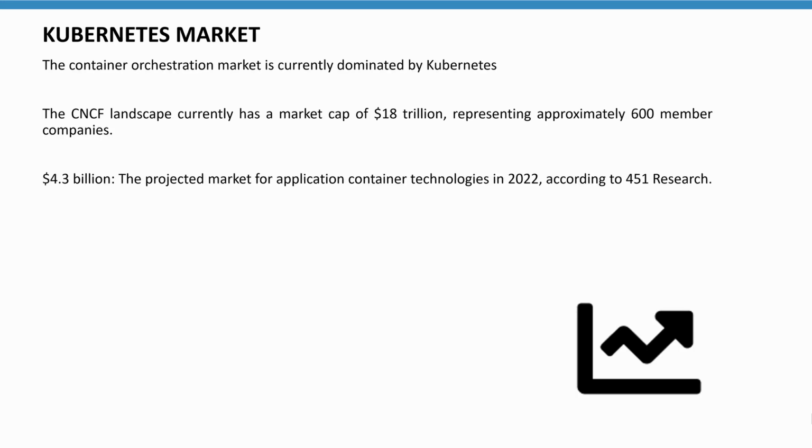Kubernetes Market. The container orchestration market is currently dominated by Kubernetes. The CNCF landscape currently has a market cap of $18 trillion, representing approximately 600 member companies. The $4.3 billion market of containers includes Kubernetes, according to 451 Research. Next, Docker demo.